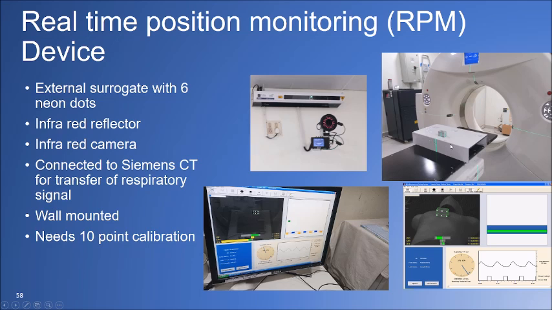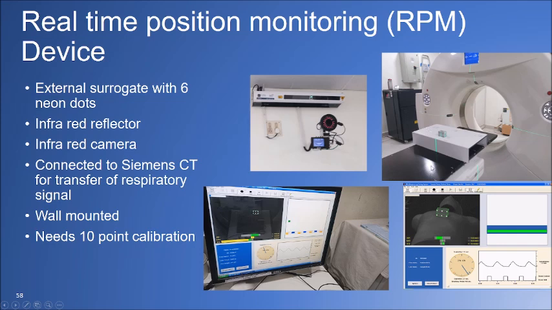There are two ways you can have this RPM device in the CT. One is you can mount it on the wall or you mount it on the couch. There is a difference. If you mount it on the couch, when the couch moves for scanning, the RPM device also moves along with that.